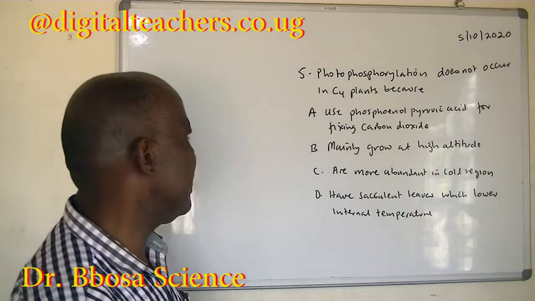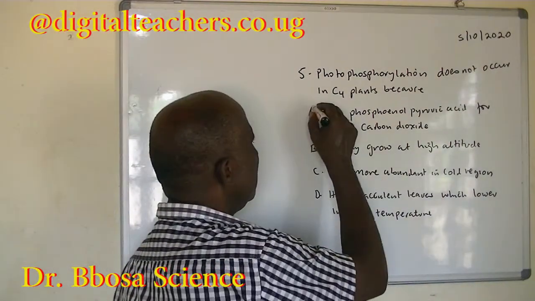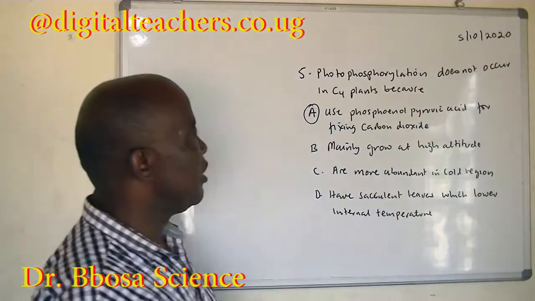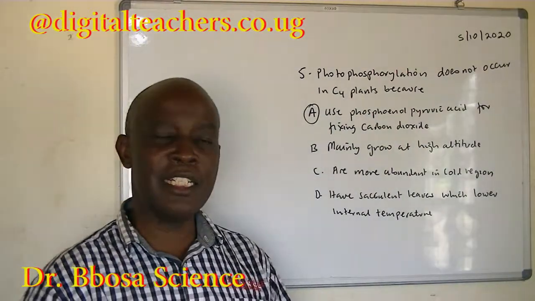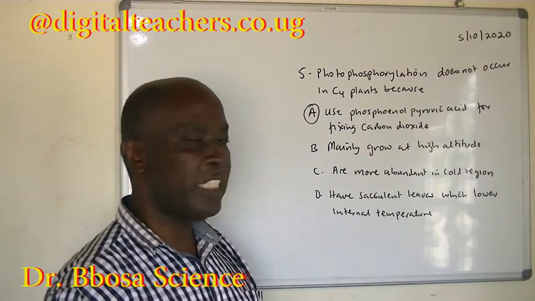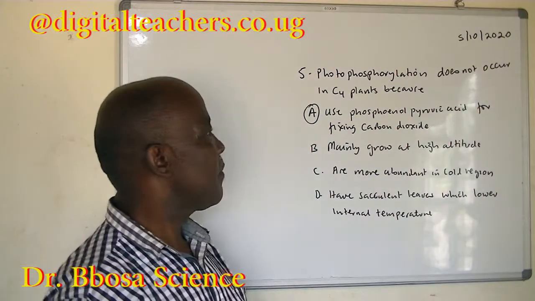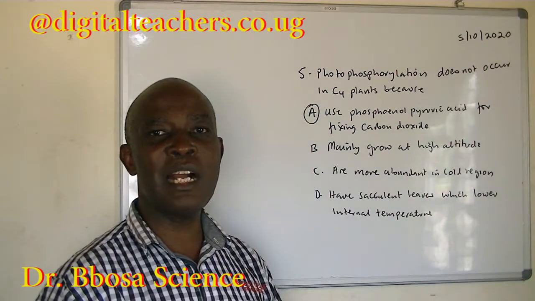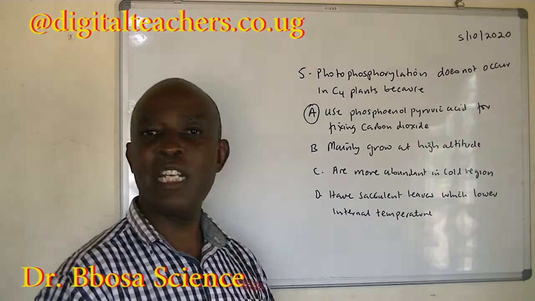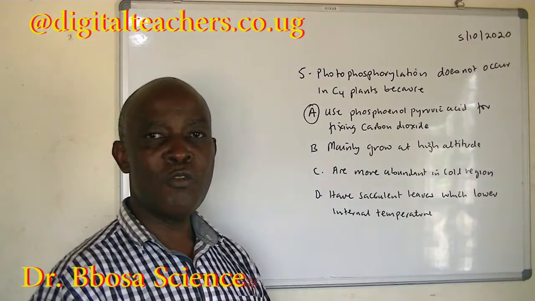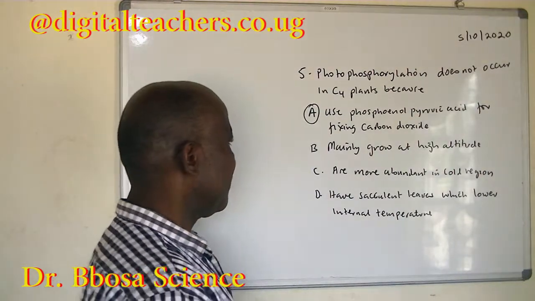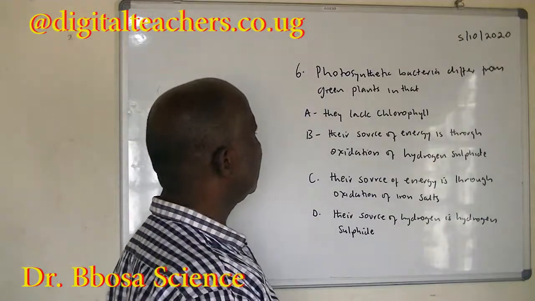So the answer is A. They use phosphoenol pyruvic acid for fixing carbon dioxide. Phosphoenol pyruvic acid carboxylase does not accept oxygen for photorespiration.